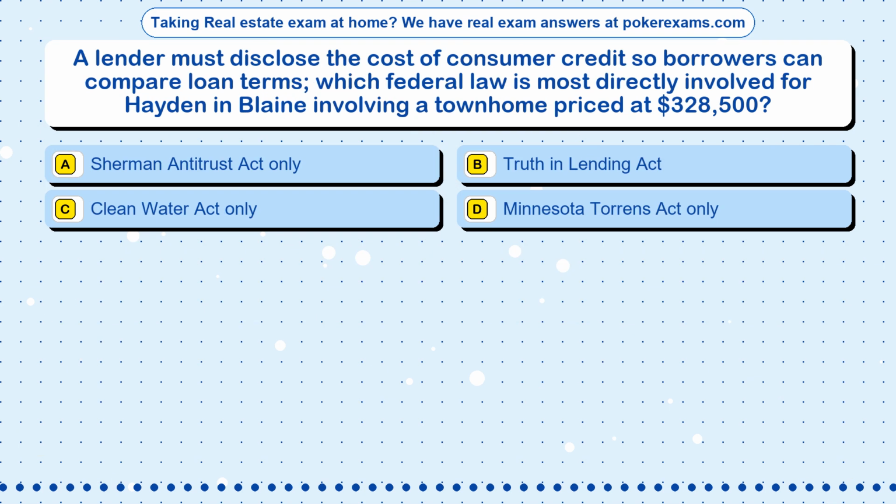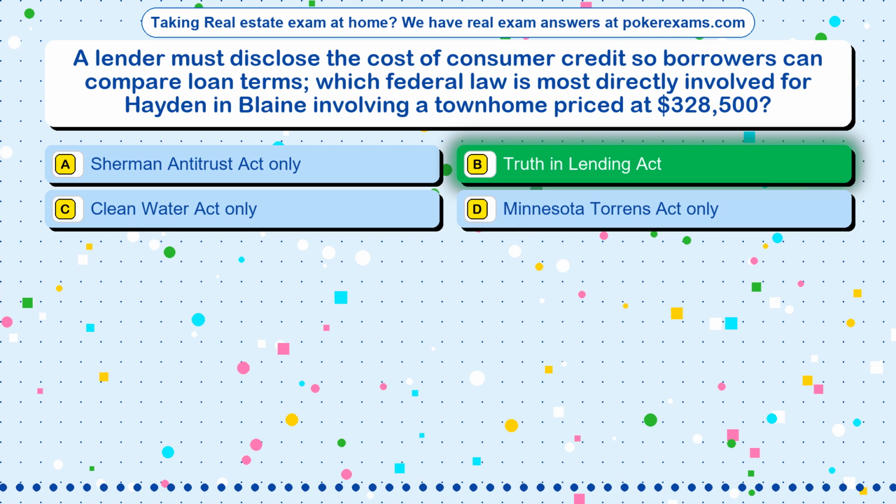Question 2. A lender must disclose the cost of consumer credit so borrowers can compare loan terms. Which federal law is most directly involved for Hayden and Blaine involving a townhome priced at $328,500? Option A. Sherman Antitrust Act only. Option B. Truth in Lending Act. Option C. Clean Water Act only. Option D. Minnesota Torrens Act only.